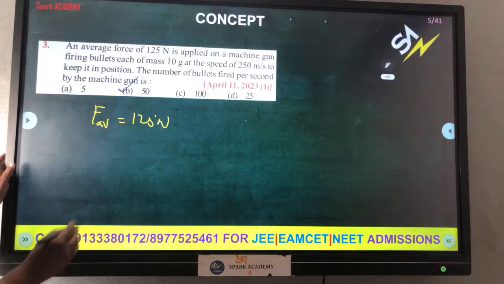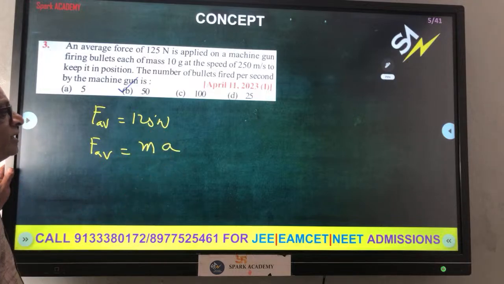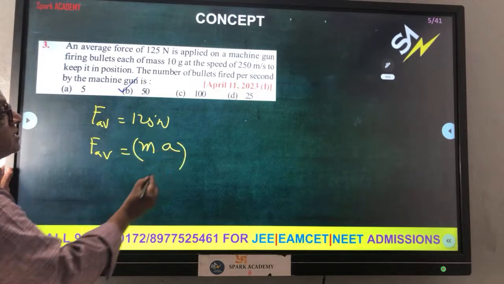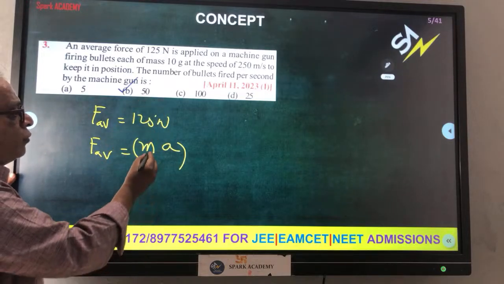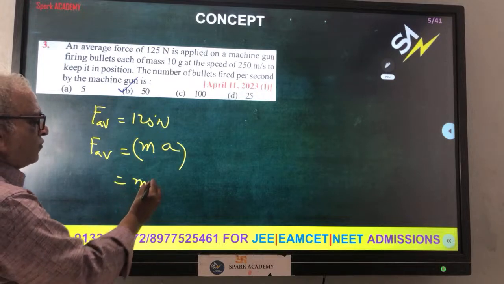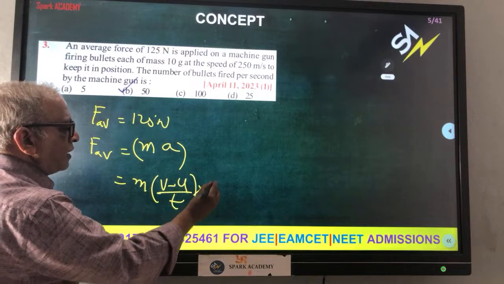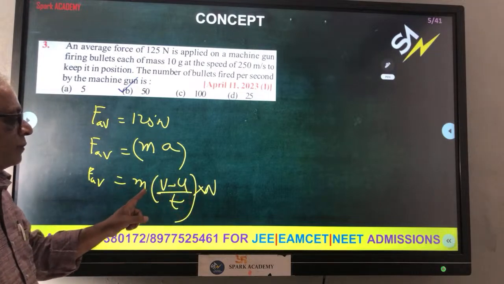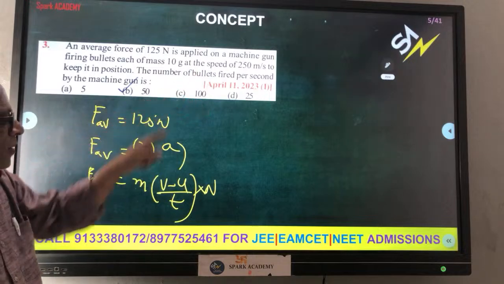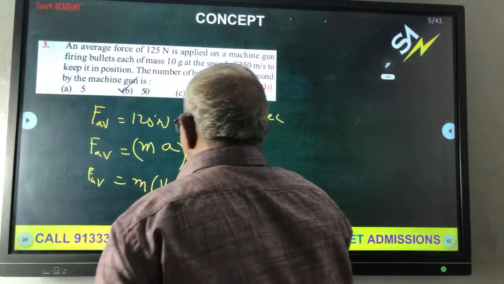So this is force. What is the formula I use? Force is equal to ma. But m is the mass of each bullet, and how many bullets are emitted per second is what we need. So a means v minus u by t. Because n number of bullets are there, one bullet's force is m times v minus u by t only. Time is given as 1 second.